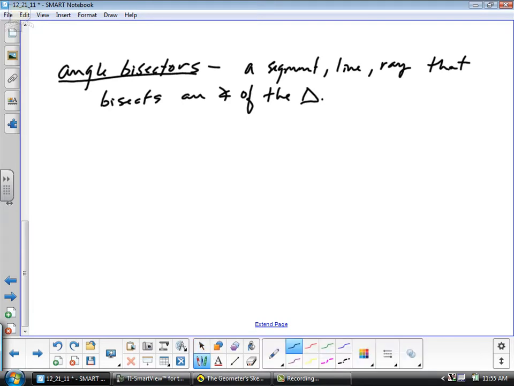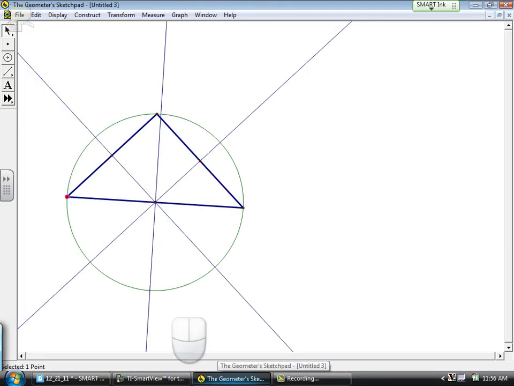Bisectors, but not in a triangle. So if I have an angle bisector, it is a segment, line, or ray that makes two congruent angles as you draw it from one of the angles of the triangle. Let's go ahead and do this.